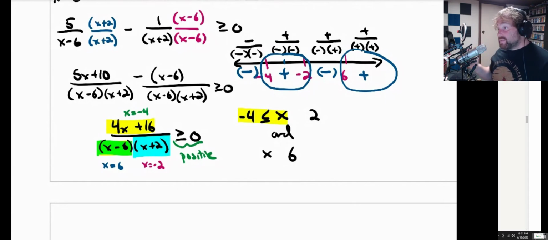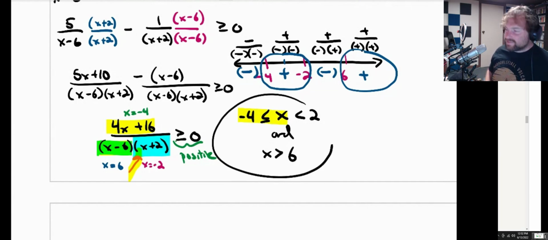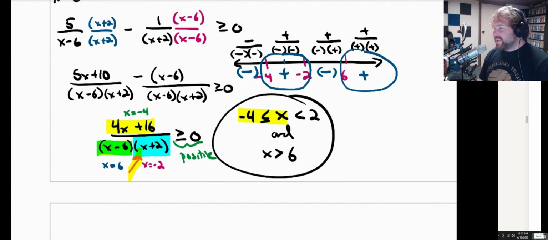However, it cannot be equal to negative 2, because if x is equal to negative 2, the bottom of the fraction becomes 0, and that causes the expression to be undefined. So it's got to be less than negative 2, if I'm being very specific. The same thing is true about 6. x cannot be equal to 6 because that causes the bottom to be 0, so it's got to be greater than 6. That is the best answer I can offer you for this problem. Wow, that got away from me.